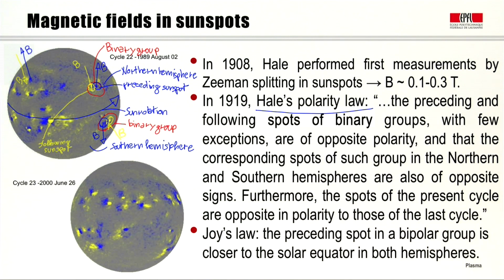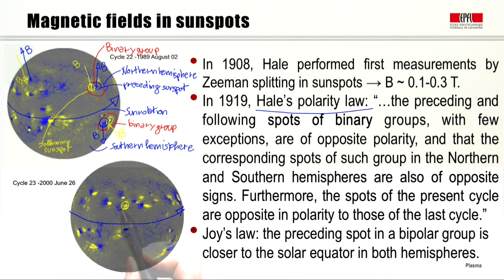This illustrates Hale's polarity law that was formulated in 1919. If we now look at the following cycle, the cycle number 23, we see here a magnetogram that was registered on June 26 of year 2000.